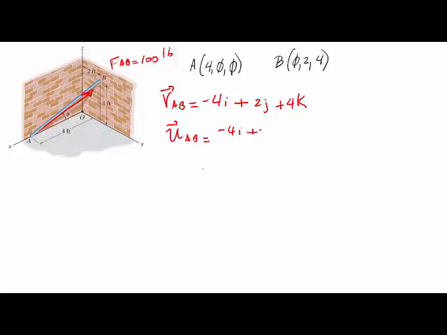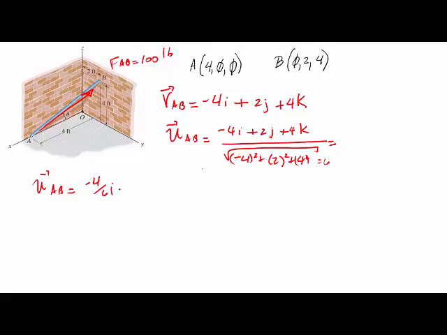Minus 4I plus 2J plus 4K divided by what? The magnitude, which would be what? Minus 4 squared plus 2 squared plus 4 squared. Get your calculators out so you give me that information, please. So this would be 6. So what would be the unit vector? Minus 4 over 6I plus 2 over 6. I'm not making shortcuts so that you know where you're at.